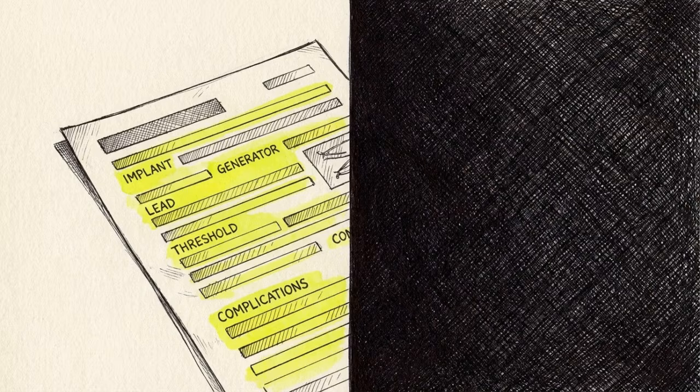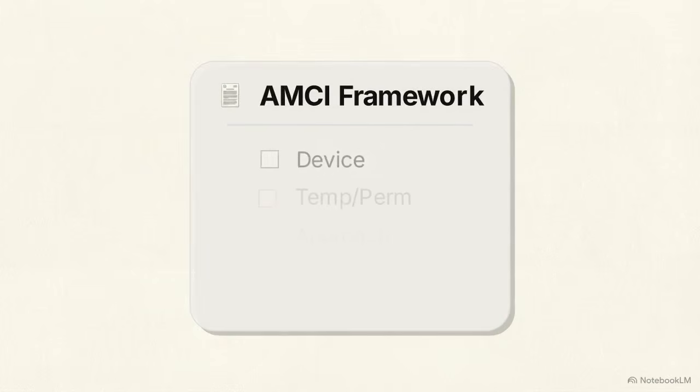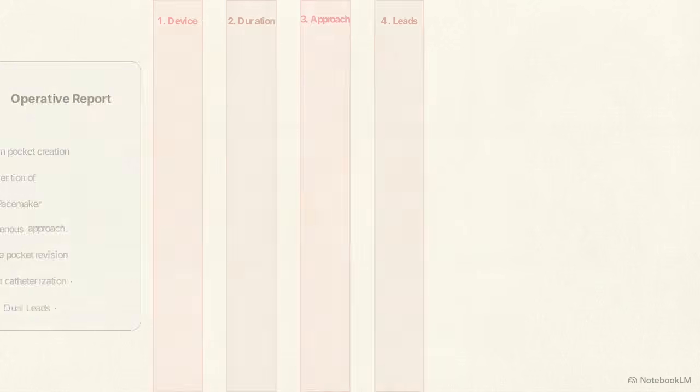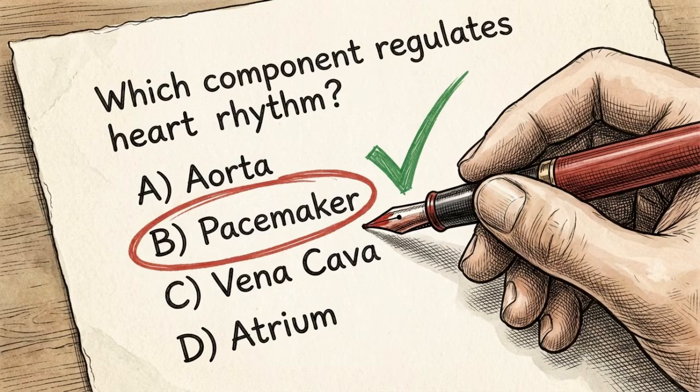We have an operative report extracted on the left, matching perfectly to the correct CPT codes on the right. We arrived here by checking the boxes. The device was permanent, the approach was transvenous, it utilized dual leads, and there were no add-ons. By filtering the documentation through that specific structure, we bypassed the bundling traps and avoided the lead counting errors that catch so many test takers.